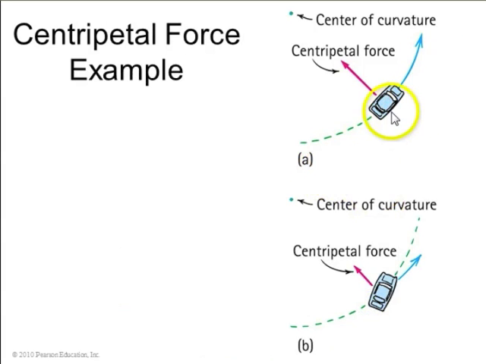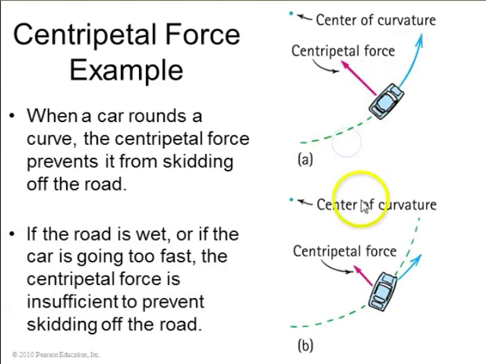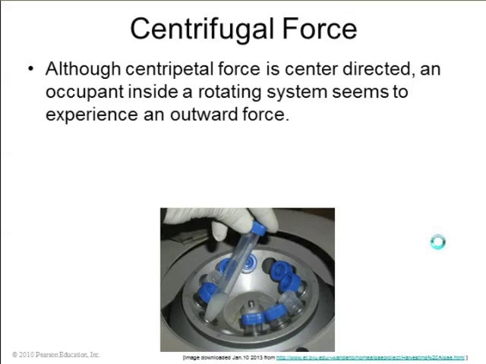Example: here you've got a car going around a curve. The centripetal force is what keeps it on the road. If the road is wet or slippery, the centripetal force is less, and so it is not enough to keep the car on the road, and the car will slide off into the ditch. So the centripetal force is center directed.